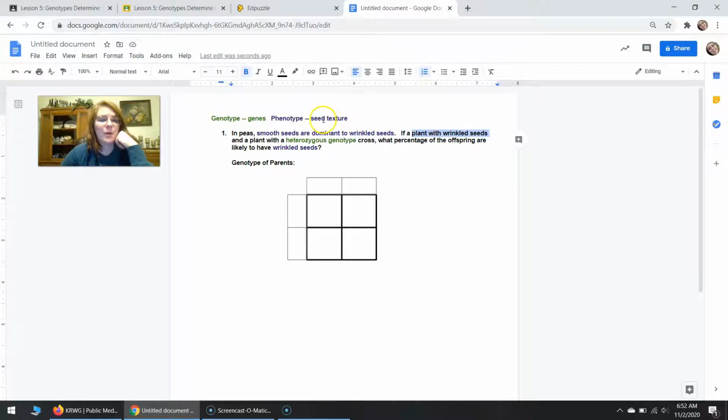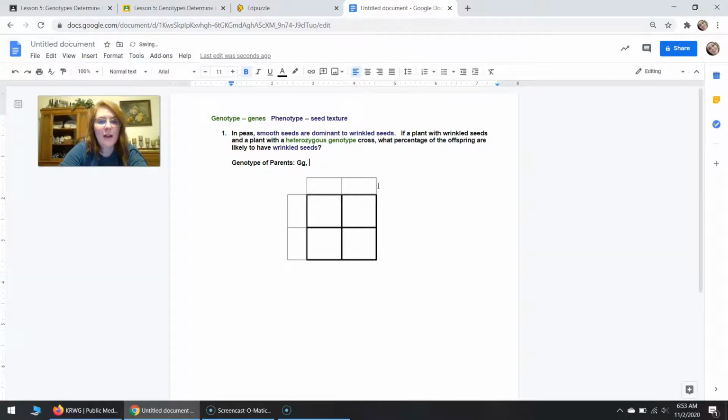Now, if you remember, we can pick any letter here. I'm going to pick G. Big G is the dominant one, and little g is the recessive one. So if I have a plant that is heterozygous as one of my parents, I know automatically that I have to have big G, little g. Okay, that's the genotype of one of the parents.